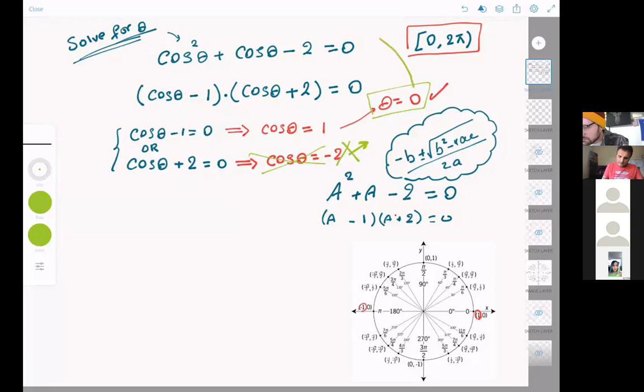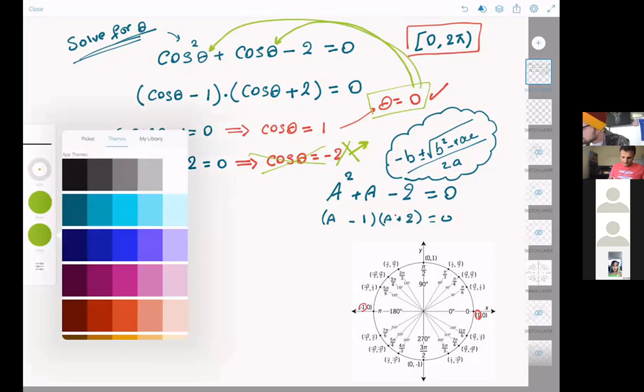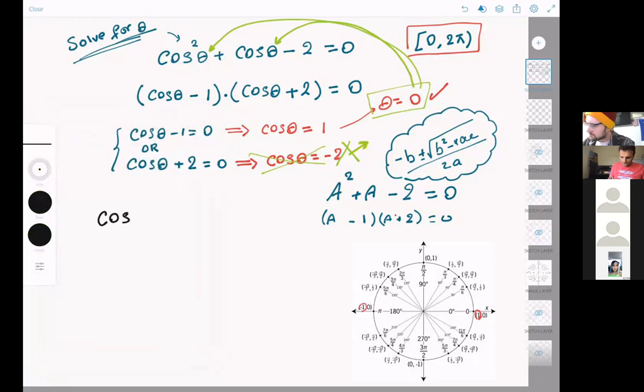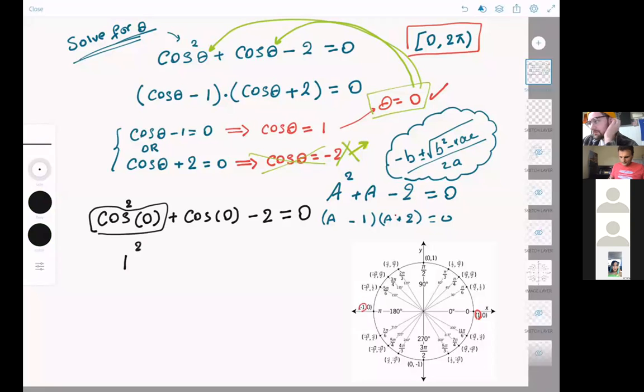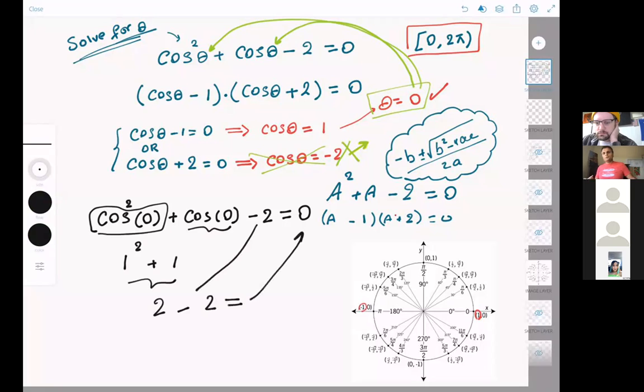That means if I plug 0 here and 0 there, I'm supposed to get 0. Let's try. I have cosine squared of 0 plus cosine of 0 minus 2 should be equal to 0. Cosine of 0 is 1, then 1 squared plus this 1. If you add them, you get 2. Then we have -2 equal to 0. So it's correct. We don't need to check it, but if you want to.